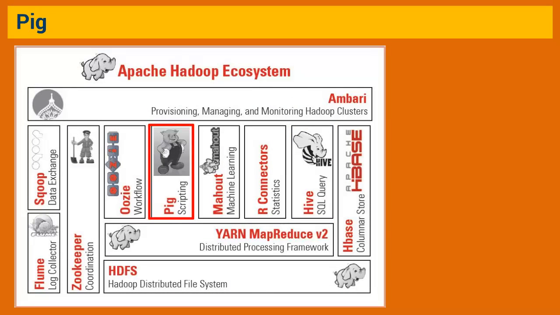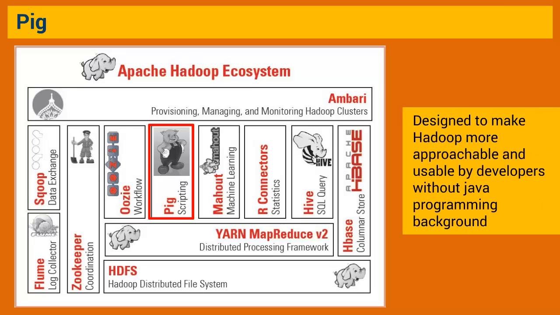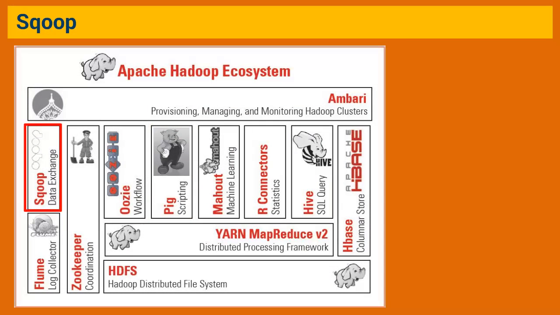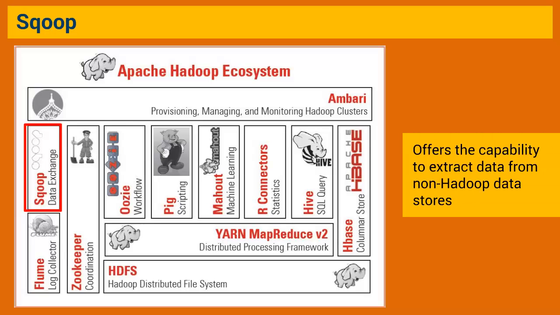Pig is an interactive or script-based execution environment supporting Pig Latin, a language used to express data flows. It was designed to make Hadoop more approachable and usable by developers without Java programming background. The Pig execution environment has a Hadoop mode, also called MapReduce mode, where all scripts are run on a given Hadoop cluster. Scoop, SQL to Hadoop, is a tool that offers the capability to extract data from non-Hadoop data stores like MySQL, transform the data into a form usable by HDFS, and then load the data into HDFS.